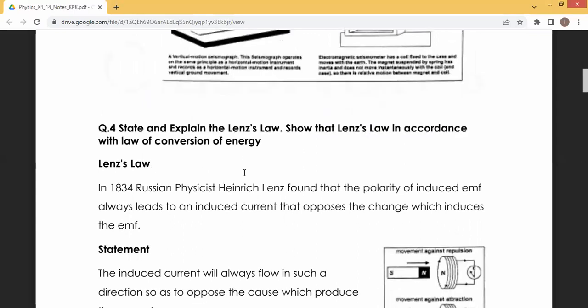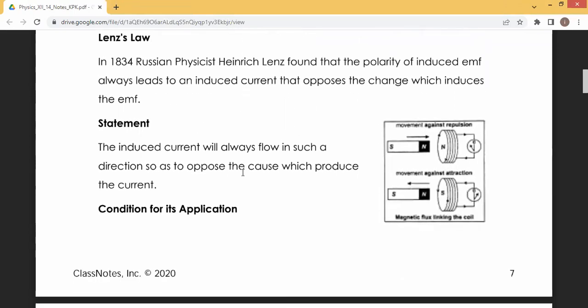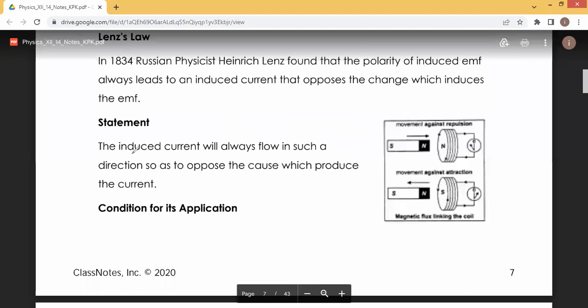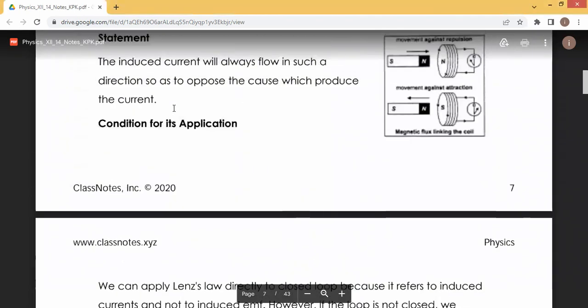Now the next is Lenz's law. The statement is: the induced current will always flow in such a direction as to oppose the cause which produces the current. So this is basically the opposition to the cause of the current. It is always inverse to the direction of flow of current.